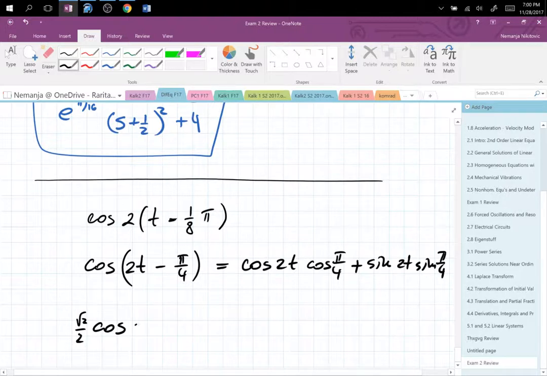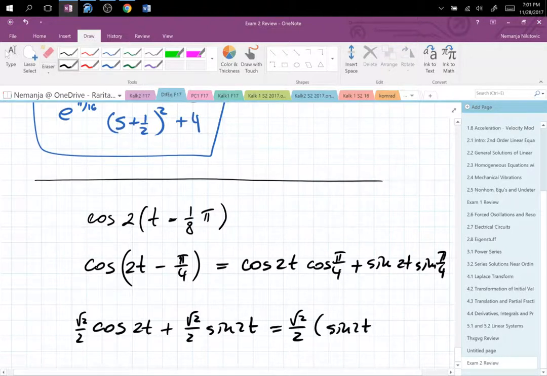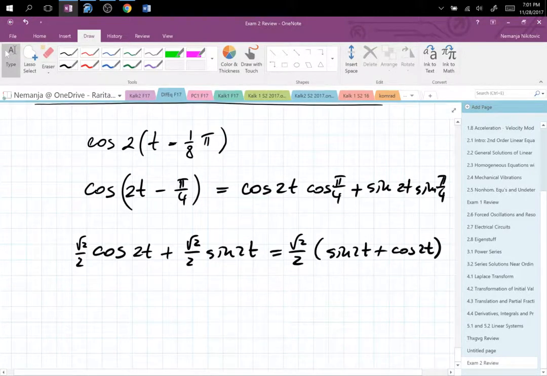So root 2 over 2 cosine 2t, plus root 2 over 2 sine 2t, which is root 2 over 2 factored, and you have sine 2t plus cosine 2t. Okay, it can be done this way too. That's fun. But my way was nicer.